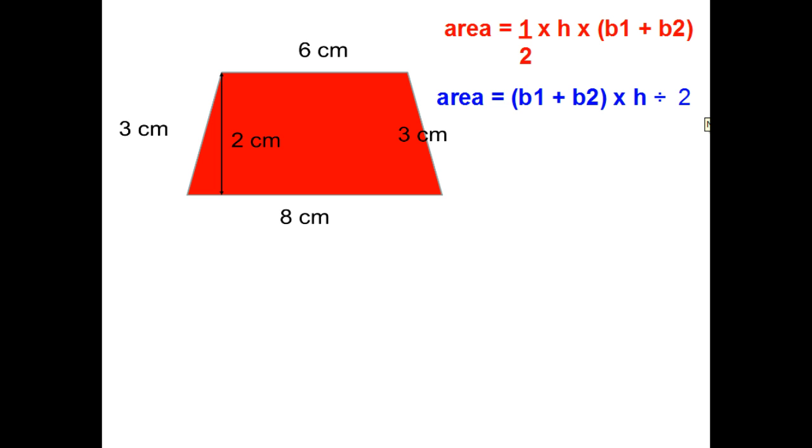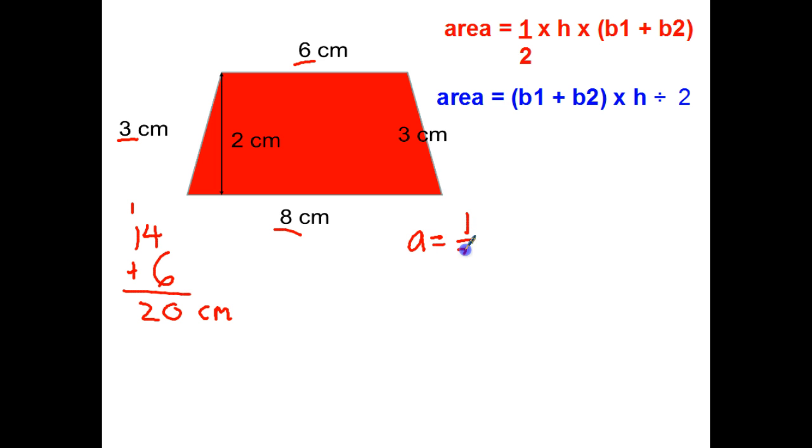Snoopy water bowl kind of ones is what I'm calling them. Perimeter first. 3 and 3, 6. 8 and 6 is 14. Add them together. 20 centimeters.